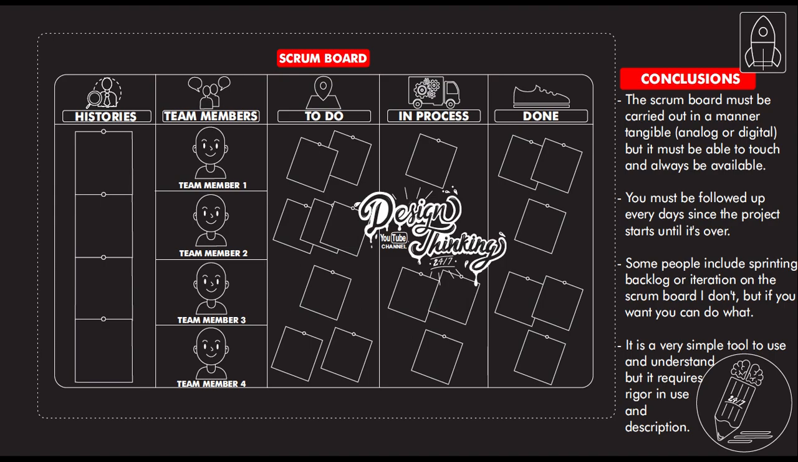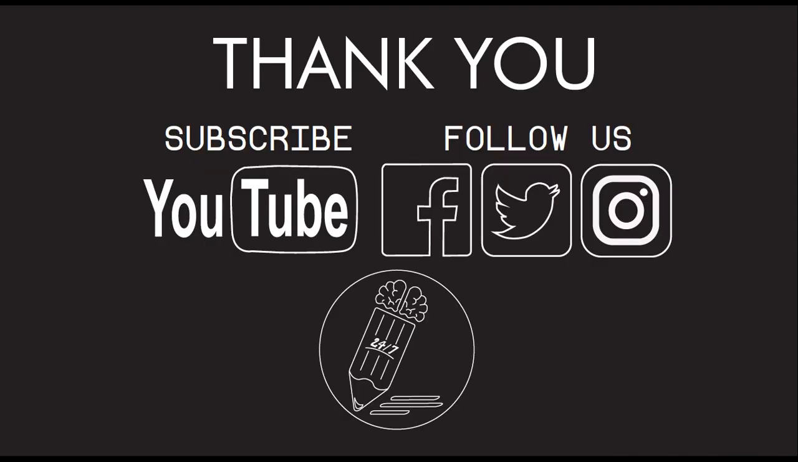Some people include a sprint backlog or iteration on the Scrum board. I don't, but if you want, you can do it. It's really up to you, because I prefer to do that in the backlog. It is a very simple tool to use and understand, but it requires rigor in use and in the description. That is very important, because in the stories or in the description of the tasks, you have to be very specific with that.